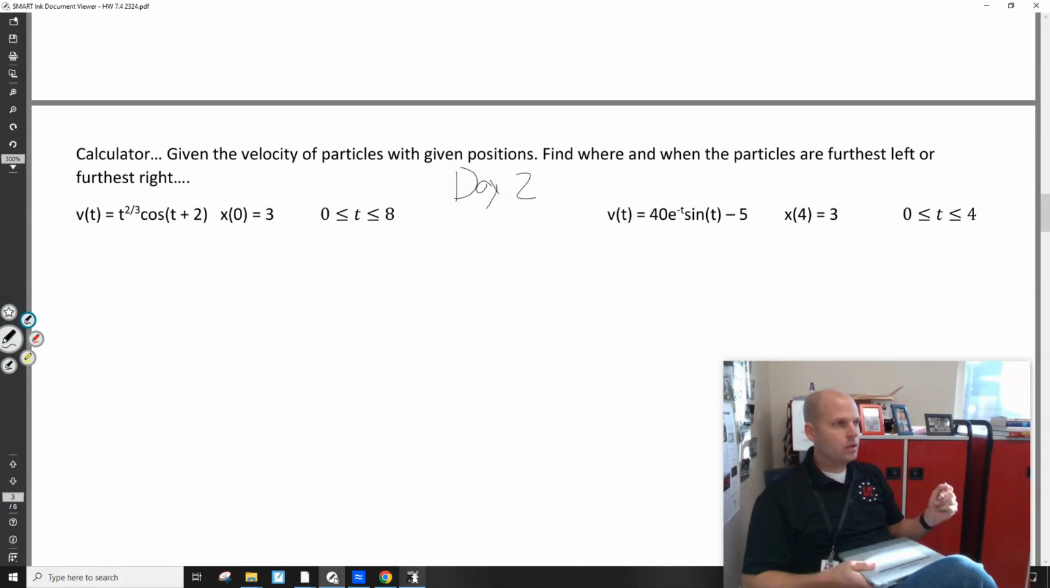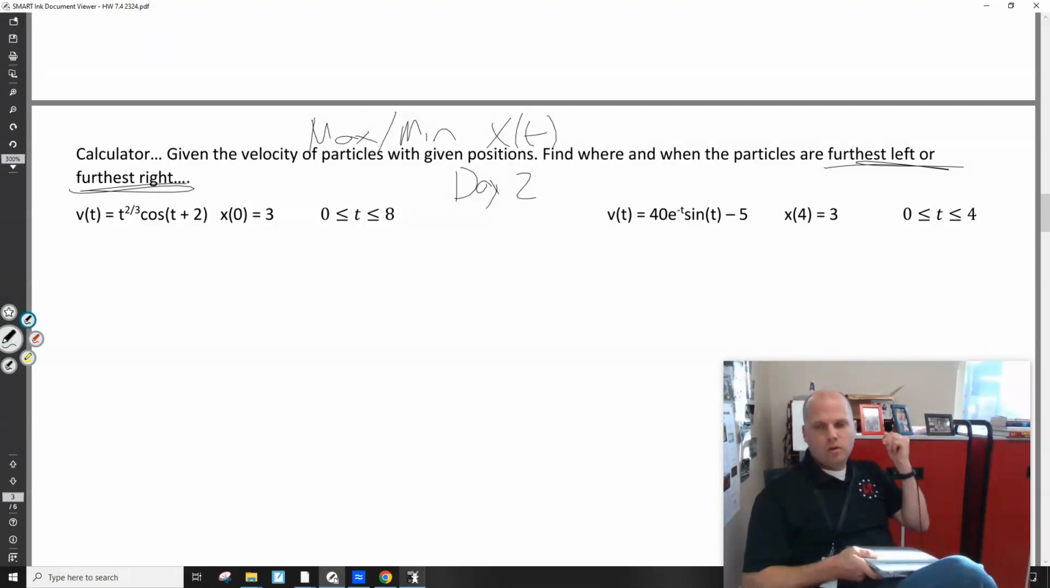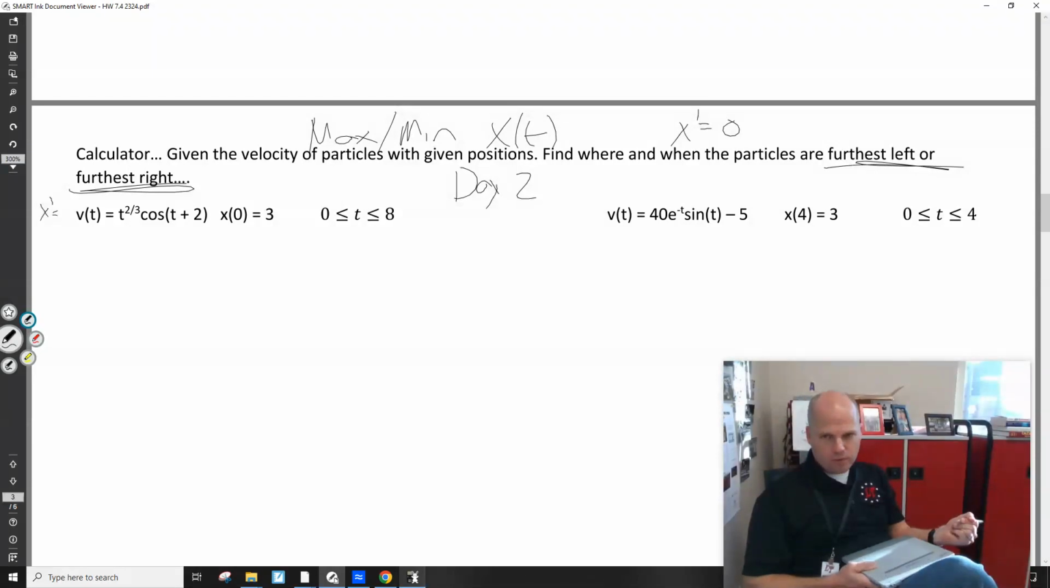Now, you are finding when you're furthest left or furthest right, please pay attention to the directions. We are finding a max or a min of position. Finding a max or min of position, we are going to look at the derivative equal to 0 or the endpoints. You are given the derivative. You are given the equation of the derivative. You need to analyze this.